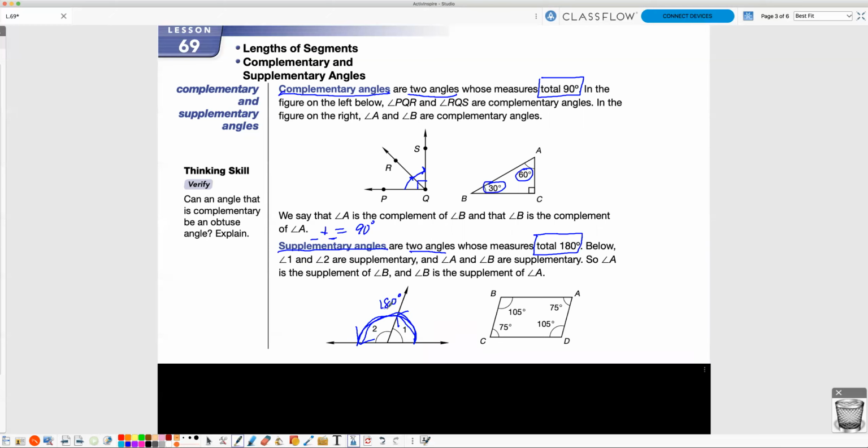Also, when you're looking at any plane figure, in this case this quadrilateral, a parallelogram, you can see that angle B and angle C are supplementary because 105 plus 75 makes 180 degrees if you were to add those together. The same with angle A and angle D, those are supplementary. You could also say that angle A and angle B are supplementary, and angle C and angle D are supplementary. They just have to have measures that add up to 180 degrees.